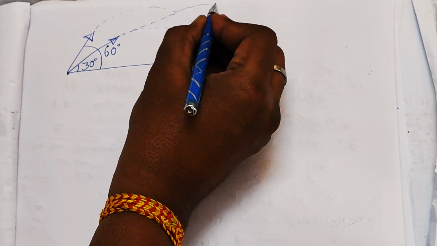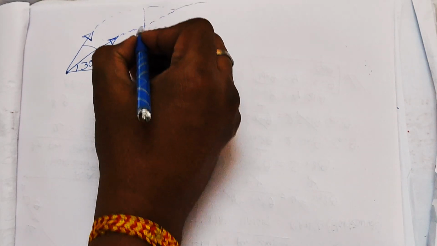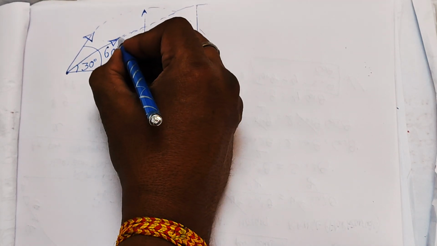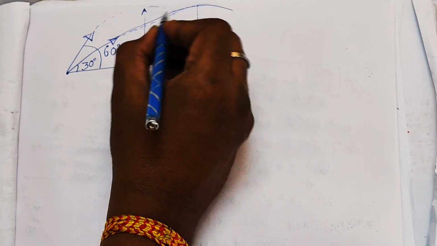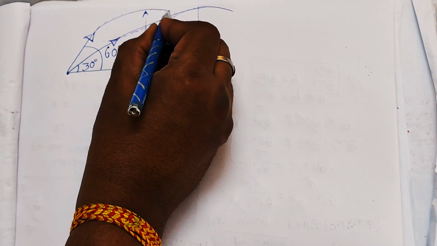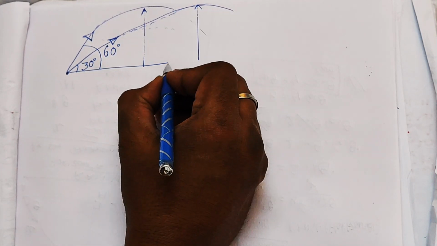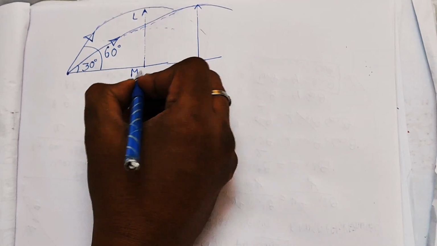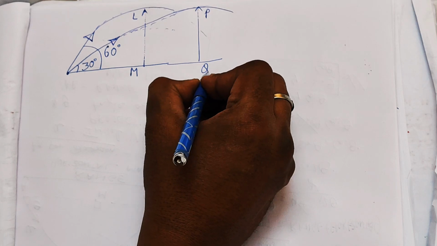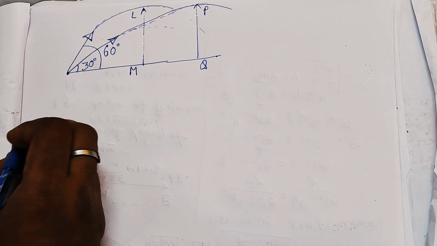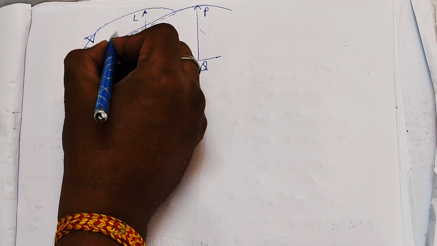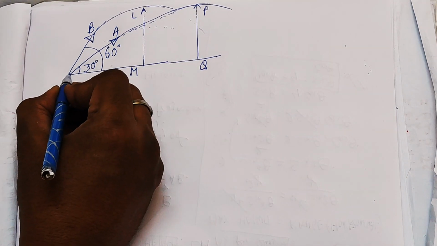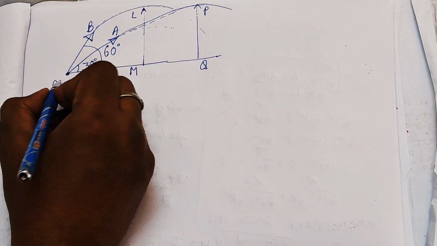When the projectiles are projected, they will follow the trajectory as I am showing it over here, and they will attain their respective maximum heights that I am showing, right? The maximum height attained by both the projectiles is the same. This is given in the question. Let's say LM and PQ are the maximum heights attained by both the projectiles. So as per the data given in the question, LM is equal to PQ, right?